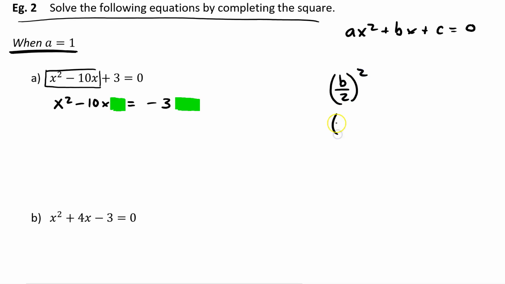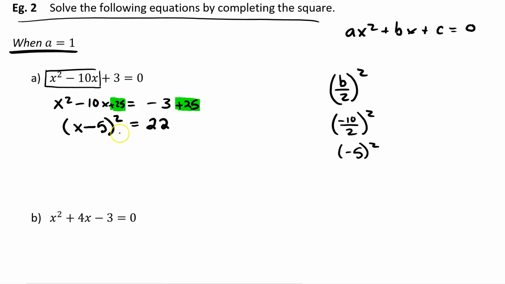So what makes this into a perfect square trinomial? We have negative 10 over 2 squared, which is going to be negative 5 squared, which is going to be 25. So I'm going to add 25 to this side, but that means I also need to add 25 to this side. So let's get this into a factored form. This is going to be x minus 5 squared. That equals negative 3 plus 25, which is simply going to be 22.